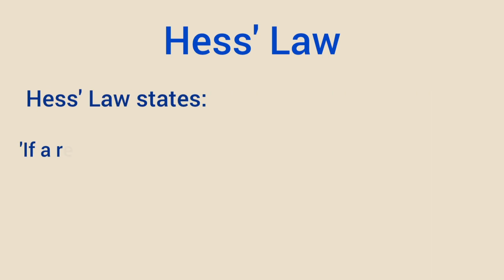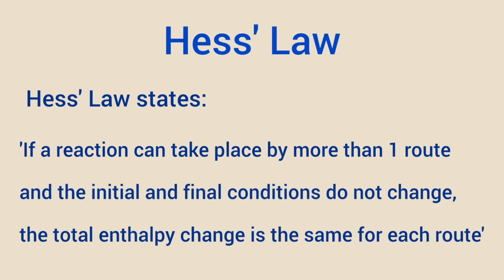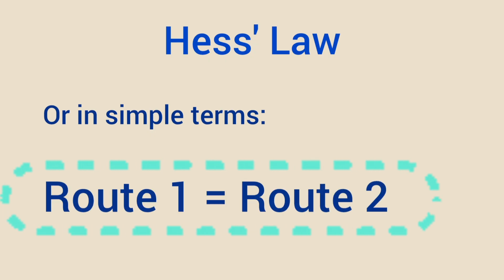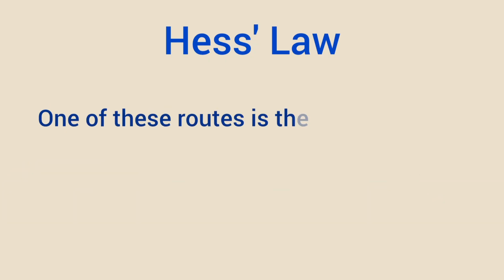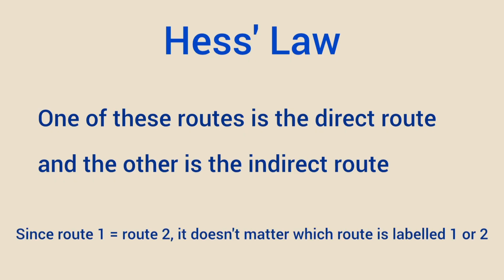Hess's law states if a reaction can take place by more than one route and the initial and final conditions do not change, then the total enthalpy change is the same for each route. In simple terms, route 1 is equal to route 2. One of these routes is always the direct route, whereas the other one is the indirect route.